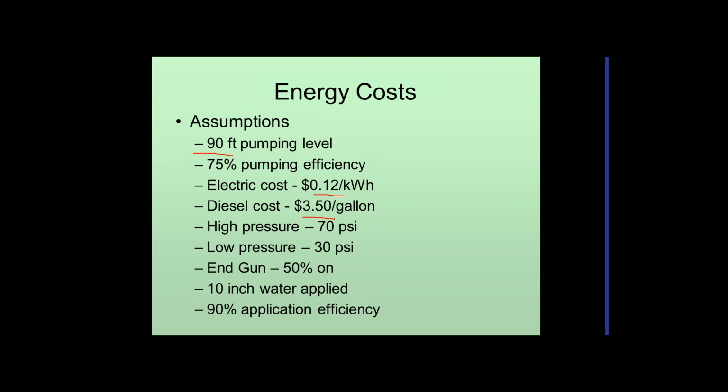This is done on $3.50 diesel, which was a year ago, not this year maybe, but a year ago. High pressure 70 psi at the center pivot versus 30 psi. And we're going to have the end gun on 50% of the time. We're going to apply 10 inches of water with a 90% application rate. So those are my assumptions.